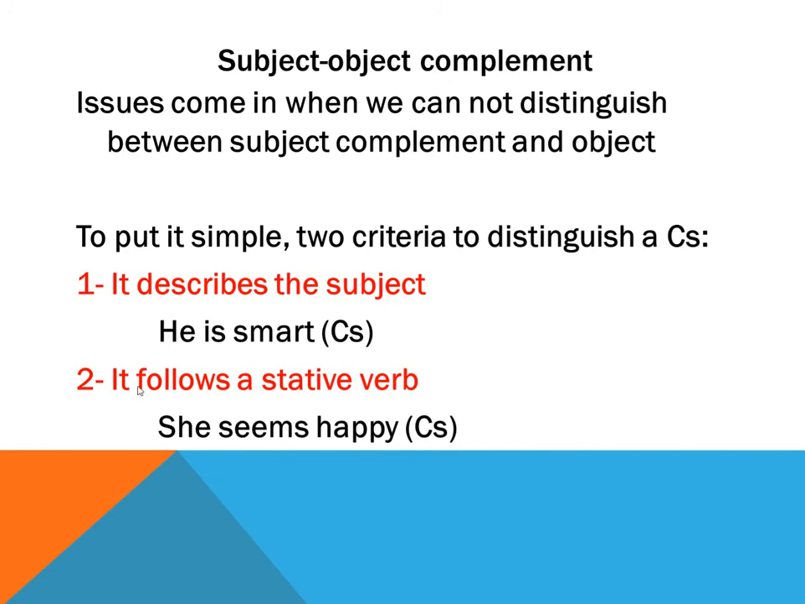Two, it follows a stative verb. In this sentence, for example, she seems happy. Happy here is a subject complement, and it's not an object. Not because it only describes she, but because it's preceded by a stative verb, seem, not an action verb.